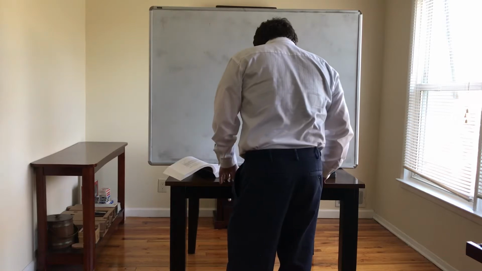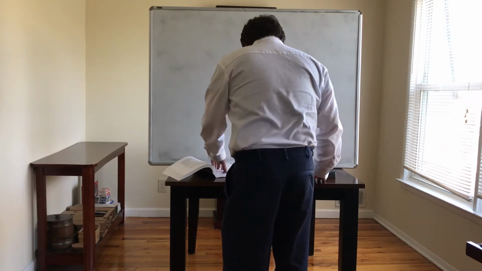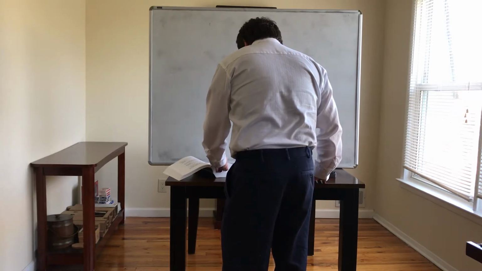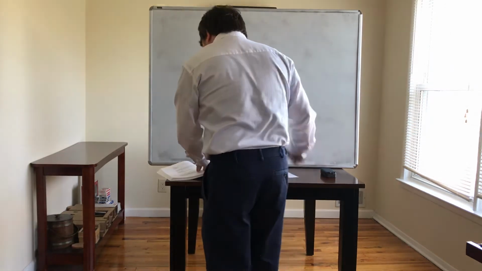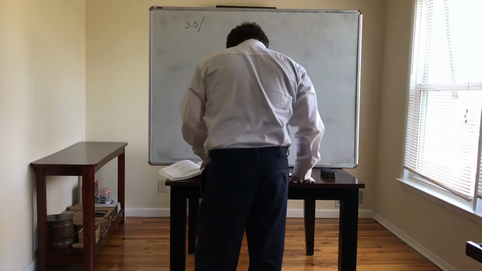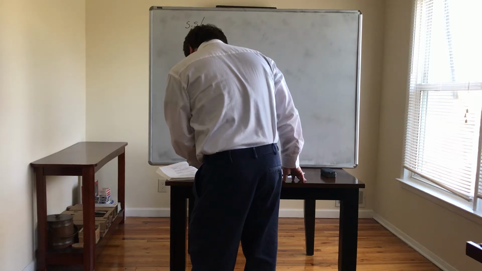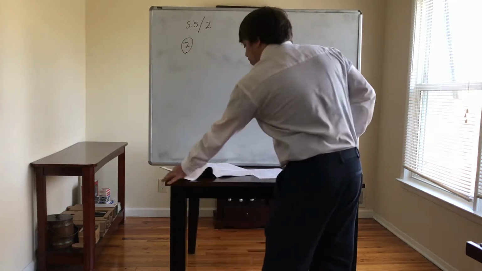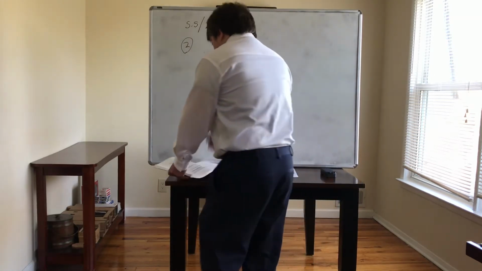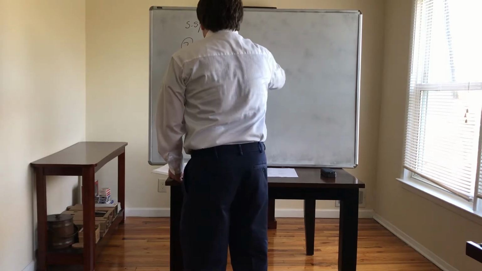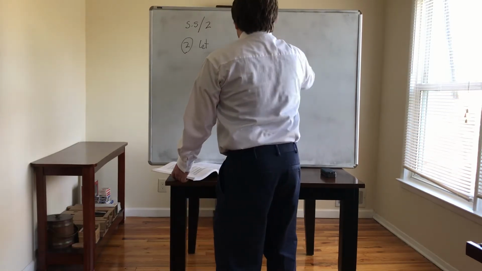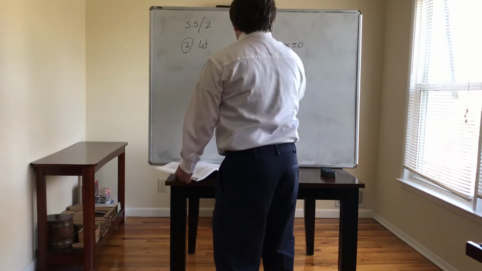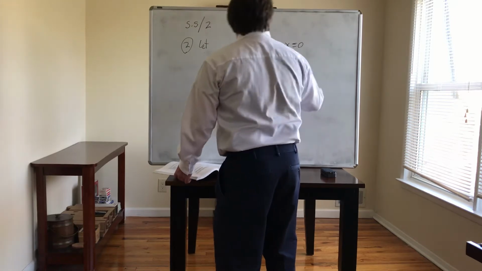So 5.4 we just did. Now 5.5. So for 5.5, let's look at number 2. Okay, so 5.5 number 2. And so for 5.5 number 2, we're going to let capital F of x equal 0 for x less than or equal to 0, x squared for 0 less than x less than 1.